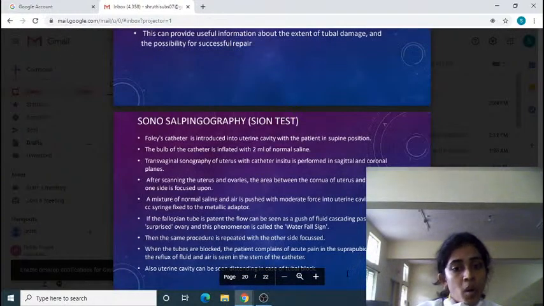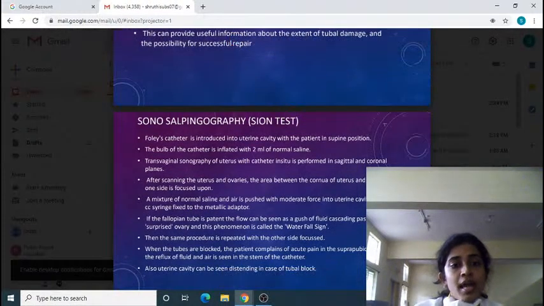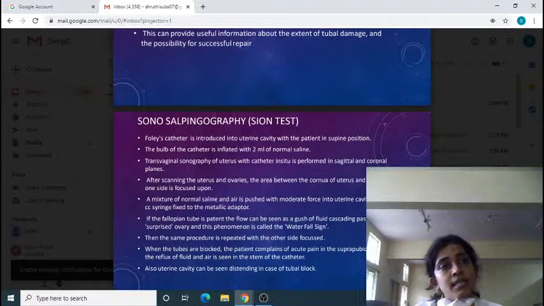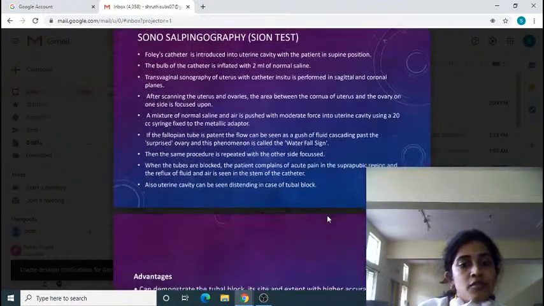When the tubes are blocked, the patient complains of acute pain in the suprapubic region, and the reflux of fluid and air is seen within the stem of the catheter itself. So there is no waterfall sign in cases of block. Also, the uterine cavity can be seen distending in cases of tubal blocks.